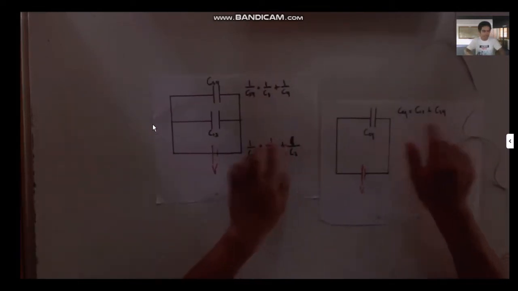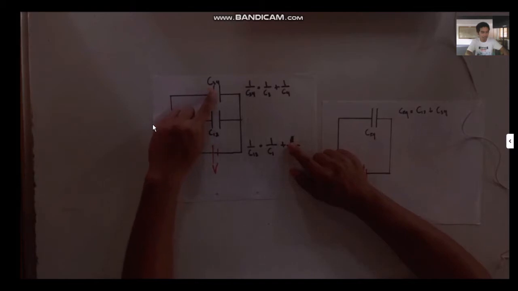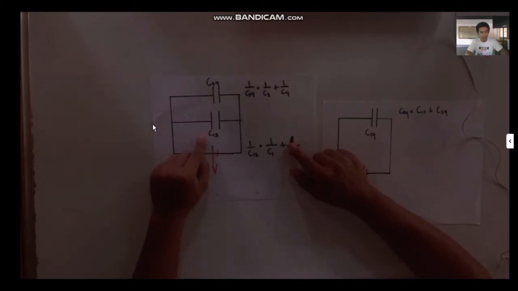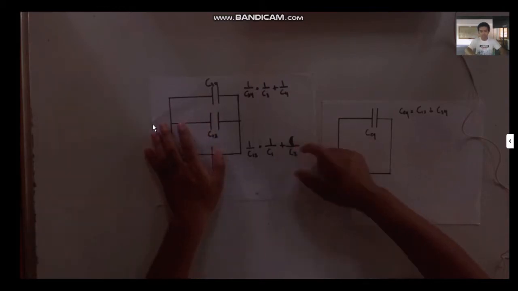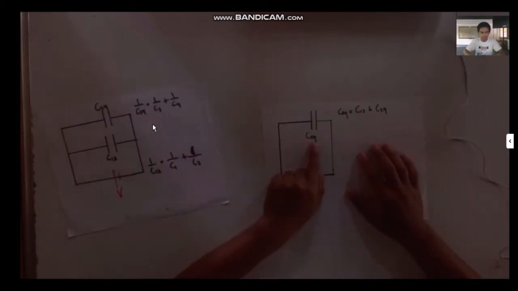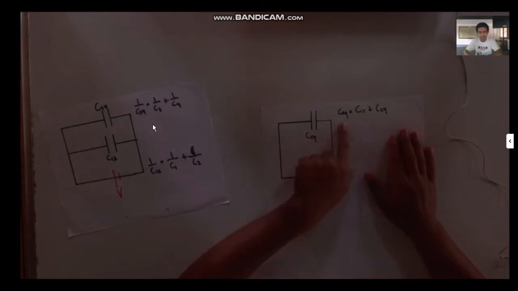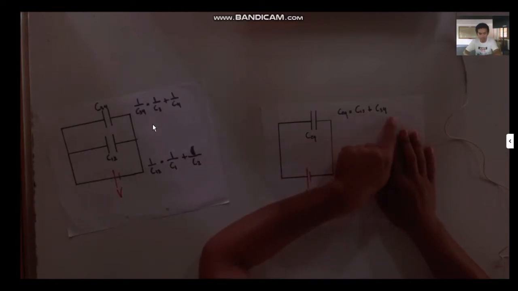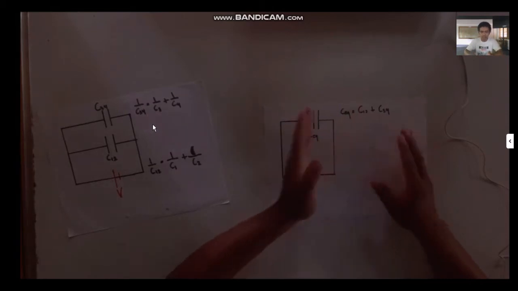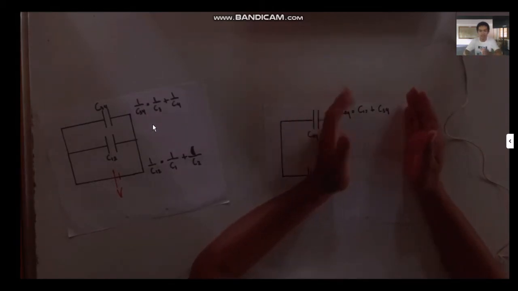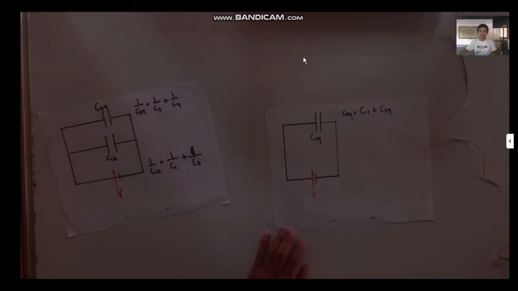So you can see C34 and C12 are parallel. These two capacitors are connected in parallel. Then this is the combination. The equivalent capacitance is CEQ equals C12 plus C34. Okay? So this is the equivalent capacitance if they are connected in parallel.